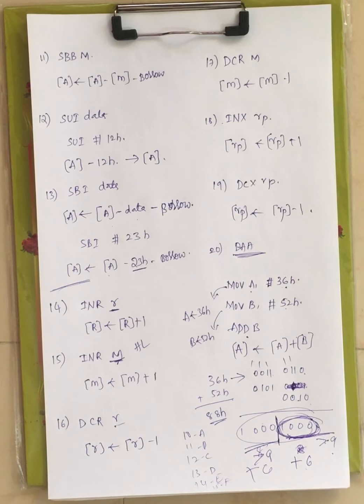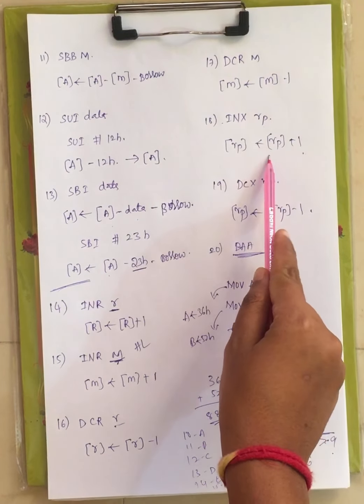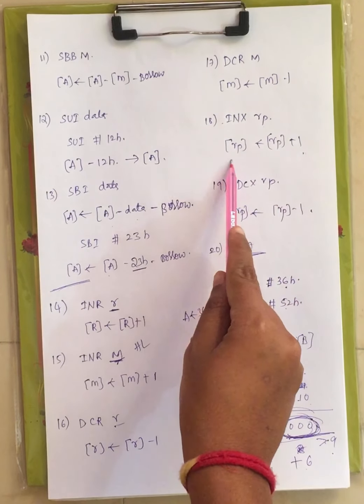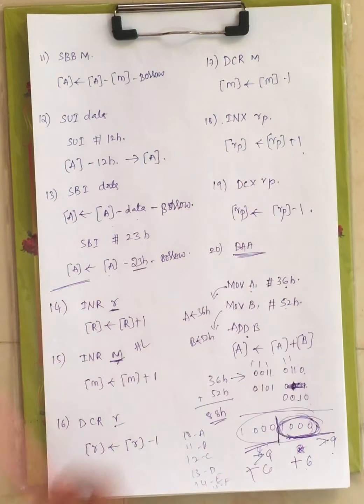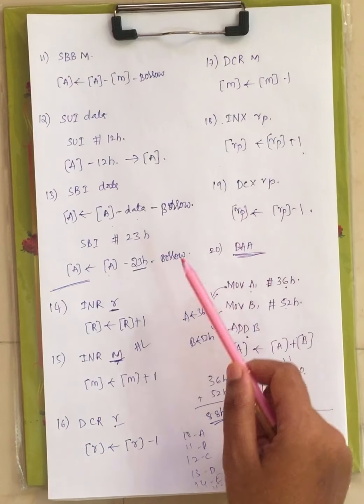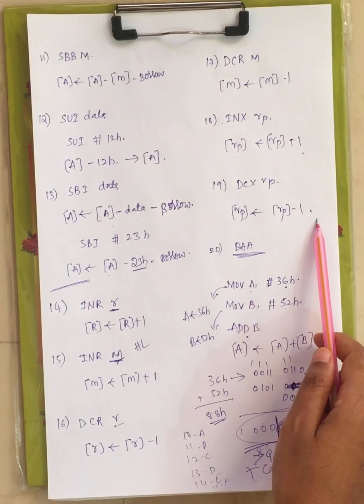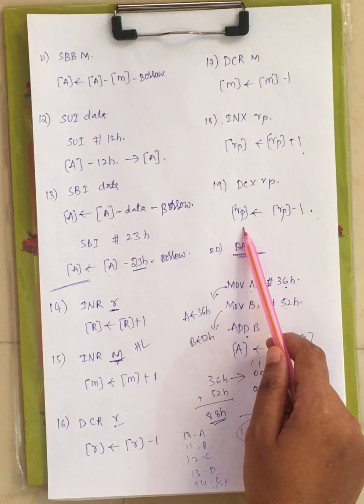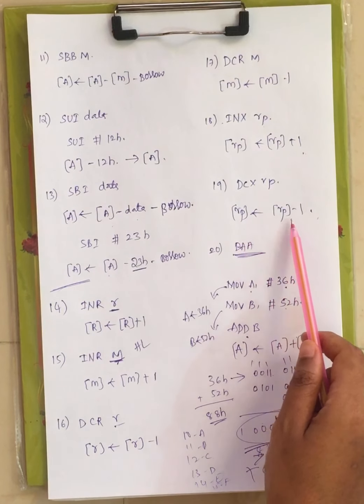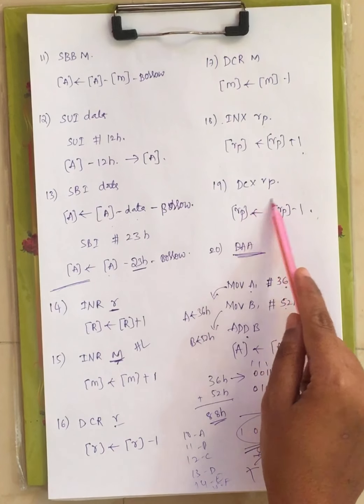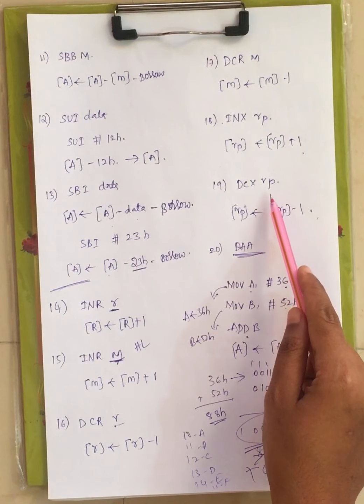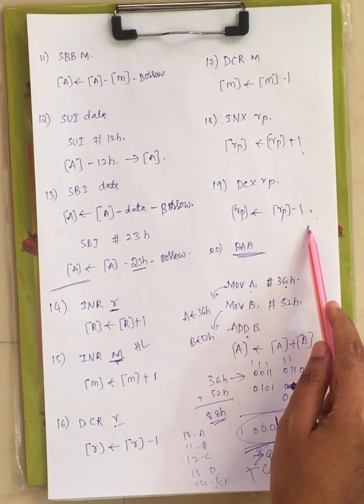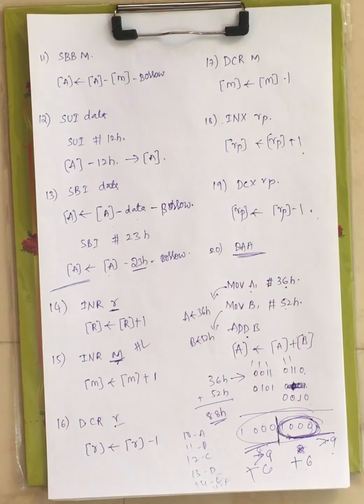Next we have INX RP, right? Contents of the register pair are incremented by 1 and the result is stored in the register pair itself, right? Now DCX RP: contents of the register pair are decremented by 1 and the result is stored in the register pair, right? Whatever register pair is mentioned in your instruction, that register pair's contents are decremented by 1 and the result is stored in the register pair itself, right?